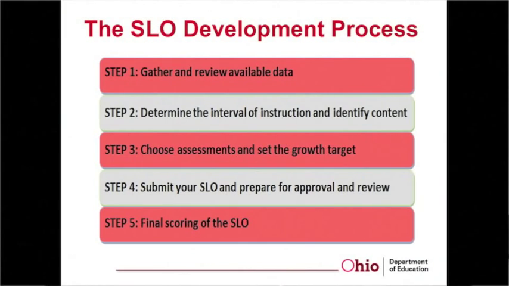So the SLO development process sounds like it's pretty easy and actually can be summed up into about 5 steps. But when you look, each one of these steps seems to have multiple steps within it. So the first process would be to gather and review the available data. The teachers need to collect everything that they can about the group of students that they have this fall or in January, if it's a new group of students that they have for a semester course.